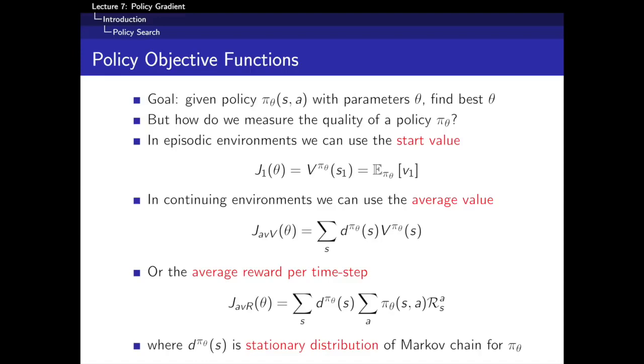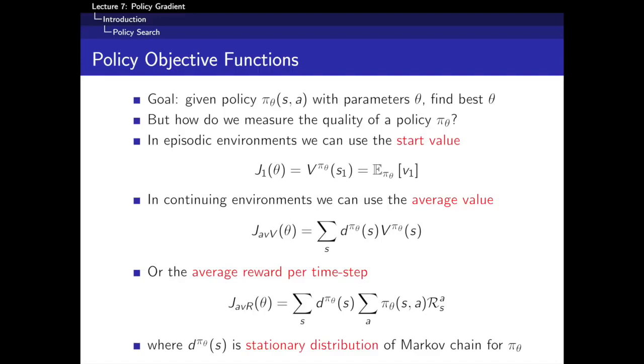Or we could use the average value, and this is something we could do in a continuing environment. So now, in an environment which just goes on forever, there might not be a start state. So now we might want to say, well, let's consider the probability that we're in any state. This is the stationary distribution. This is the probability that we actually end up in any state under our policy pi, times the value from that state onwards. So it's like averaging over the values of all states. So I might be in state 1 and get 10 units of reward from that point onwards, or I might be in state 2 and get 20 units of reward from that point onwards. And so we might average over those and say, well, the objective is maybe 15.